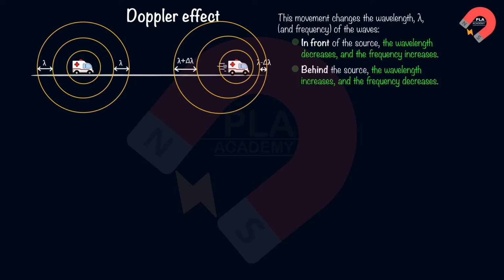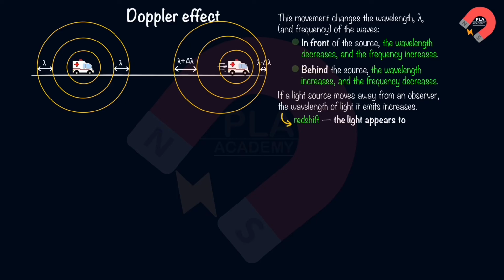The Doppler effect also affects light. If an object moves away from an observer, the wavelength of light it emits increases. This is known as a redshift, because the light appears to shift towards the red end of the electromagnetic spectrum.